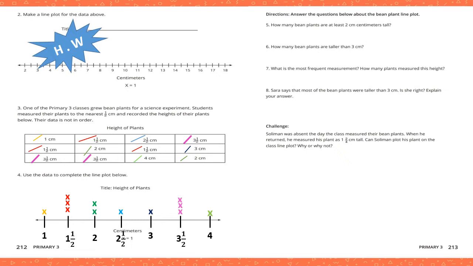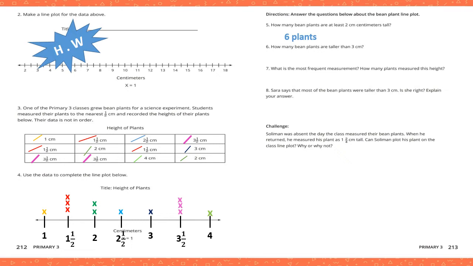Next, turn the page 213. Direction. Answer the question below about the pea plant line plot. Number 5. How many pea plants are at least 2 centimeter tall? At least. I will take it from the table or from the number line plot. Okay? So I have 6 plants.